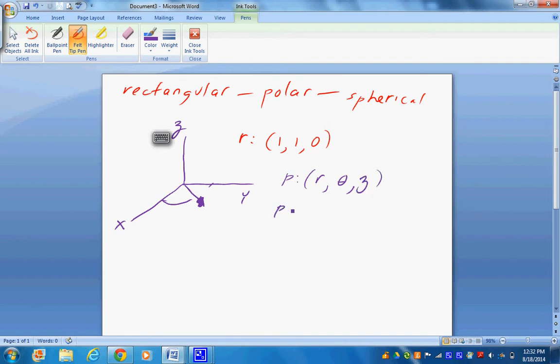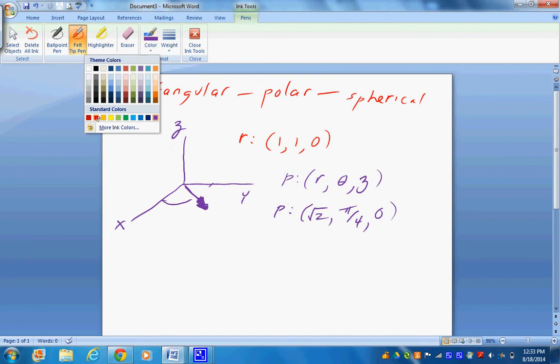So in this case, for polar coordinates, I know that the length of that is going to be 1 squared plus 1 squared square rooted, so it's going to be the square root of 2. So rather than just giving an x and a y coordinate, I'm giving the length. The second one, given the coordinates 1, 1, this is pi over 4. And then finally, the last one is just my z coordinate. I don't need to compute anything.